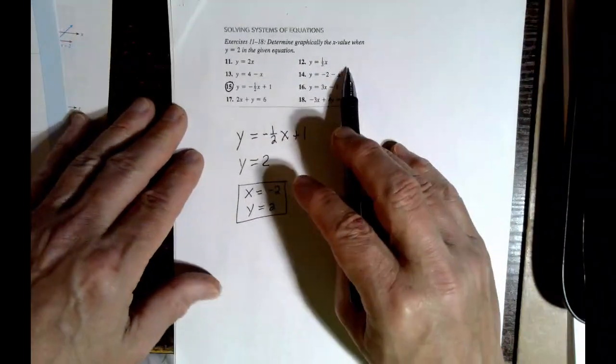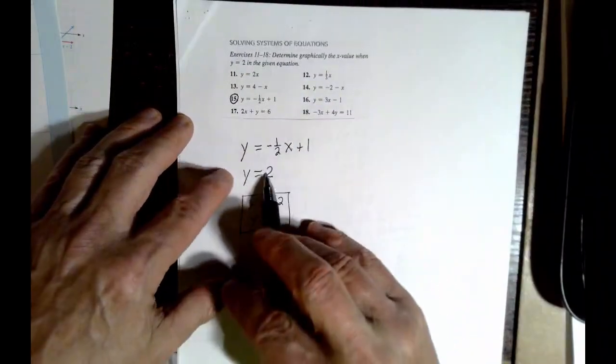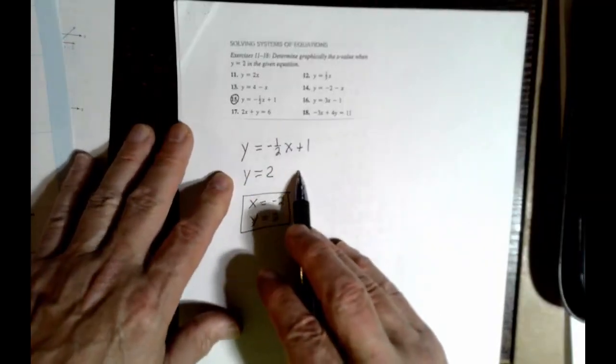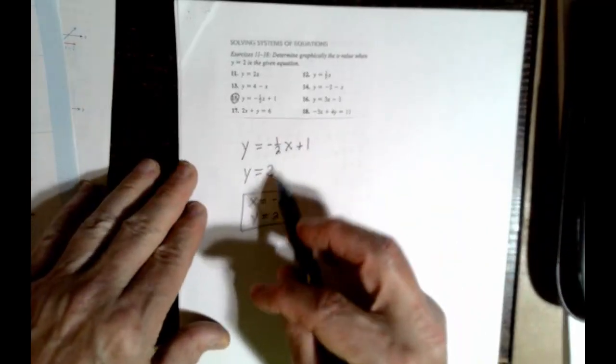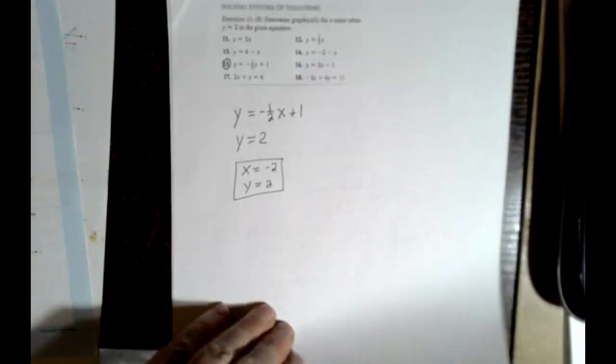Determine graphically the x values when y equals 2. So you have y equals 2 and y equals minus 1 half x plus 1. It's just a matter of graphing it on your calculator. And you find you get the point negative 2, 2.